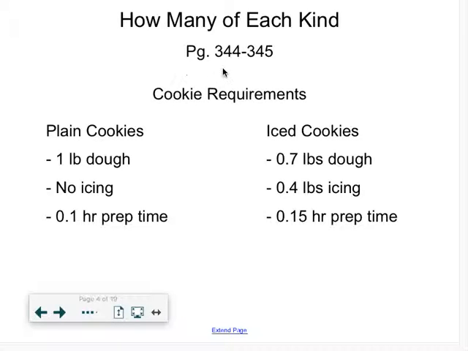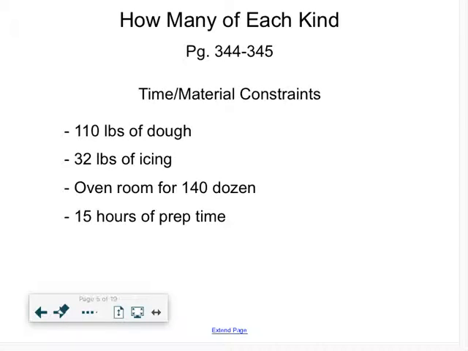All right, so again, on page 344, we have our plain cookie requirements, our iced cookie requirements. We have those written down on our notebook paper. We also wrote down our constraints, the 4 limiting factors.